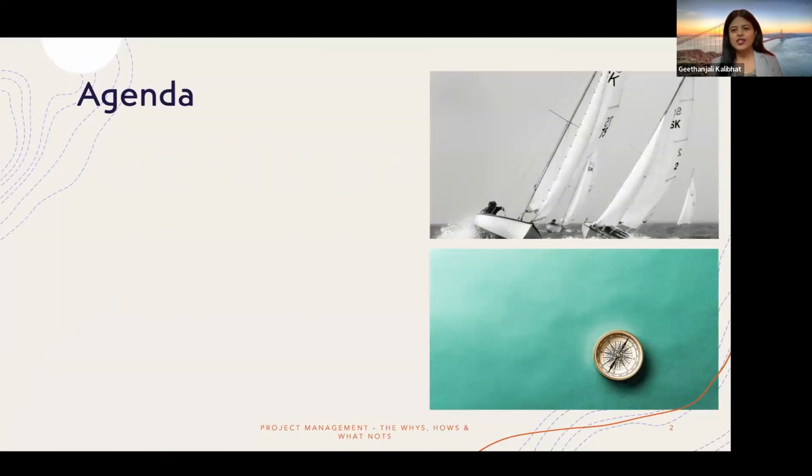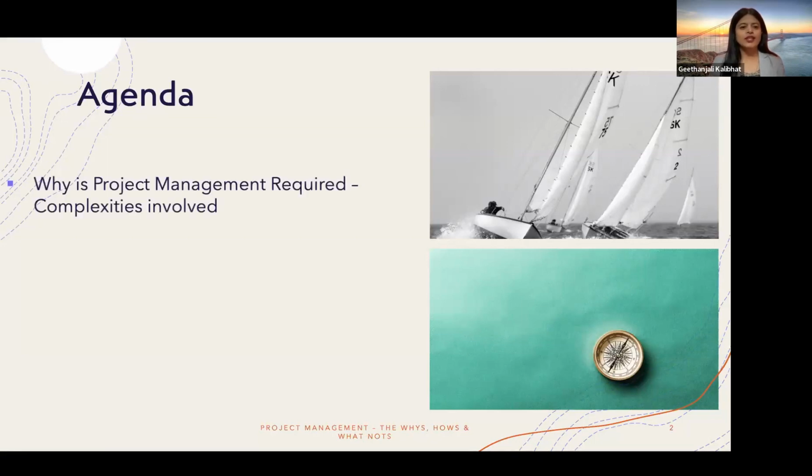So as you can see, I've given you a visualization here of a ship setting sail and a compass. This is just an analogy to state that we, as project managers, are the ones who need to set the sails high, fix the mast, and have our own compass in place while we go through this journey of project management. So on the agenda, we have why is project management required?